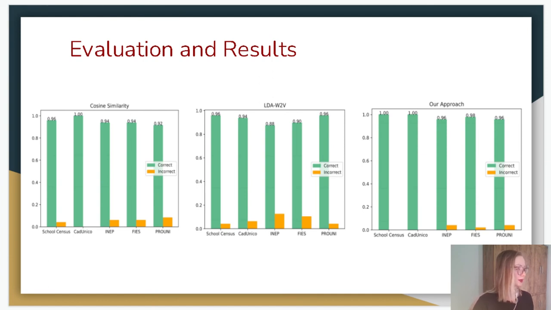And here we have a comparison among the classifications performed in the third evaluation round with 5 data sets. We can see that our approach made the correct classification for most questions in the test set, and we had no incorrect classifications for sources such as school census and CadÚnico. And from these experiments we concluded that our hybrid approach was able to discover the most related data source for a question even when the sources had very similar content.